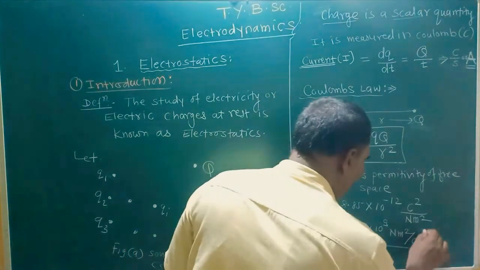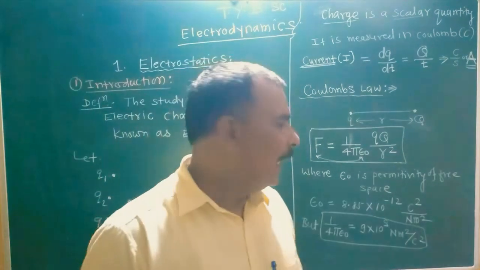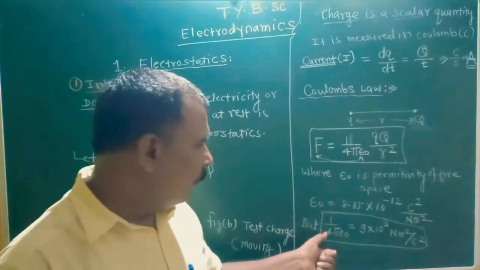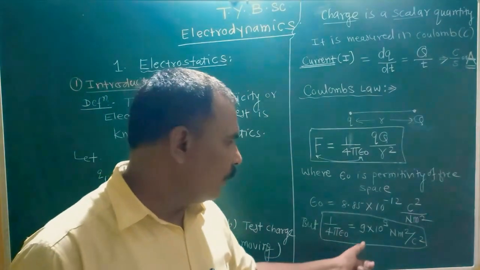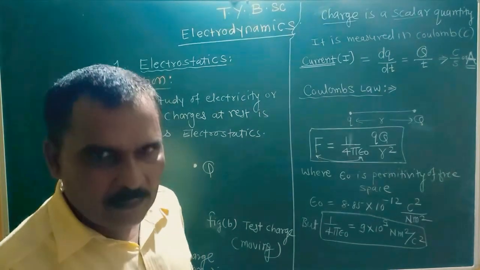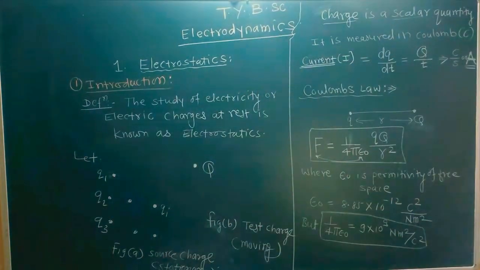This is also a constant that sometimes we have to use, the constant K, and it has the value, 1 upon 4 pi epsilon 0 is equal to 9 into 10 to the power 9. This is the value of the constant we have to consider here.